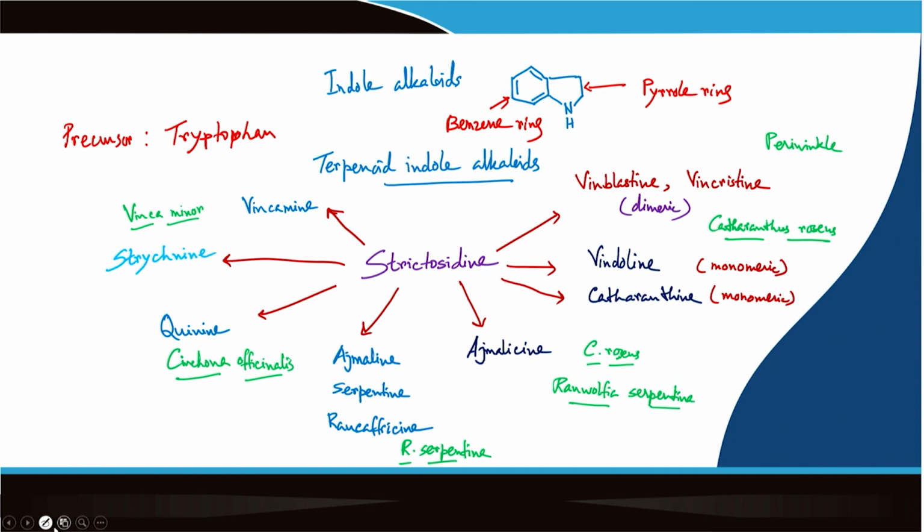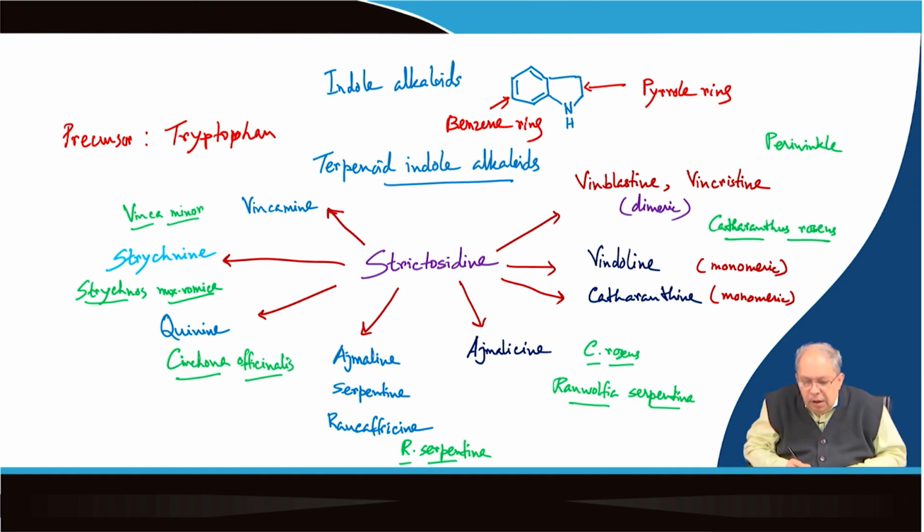So, strychnine is produced by the plant called Strychnos nux vomica. So, nux vomica is a well known homeopathic medicine. All of you have heard about it, but strychnine is very poisonous. So, these are the different indole alkaloids produced from the basic skeleton, which is strictosidine.